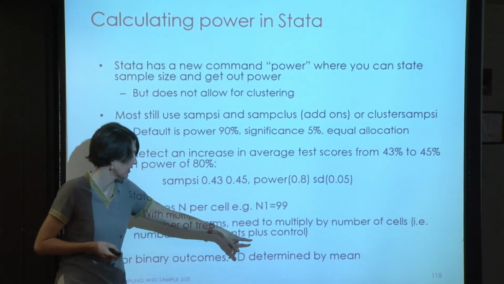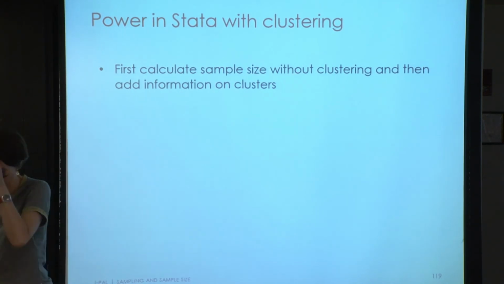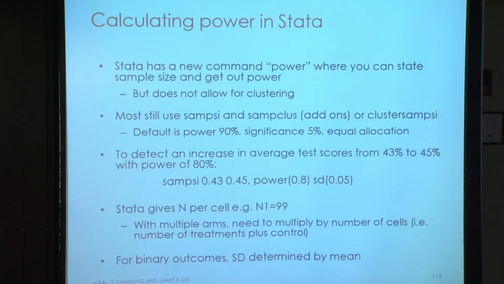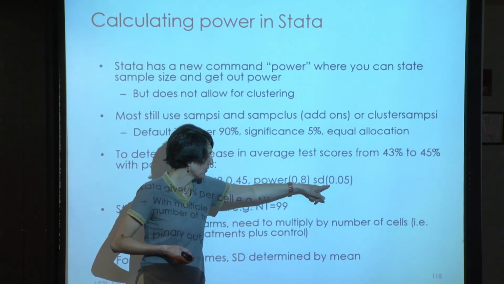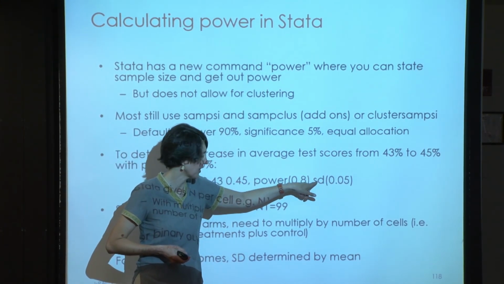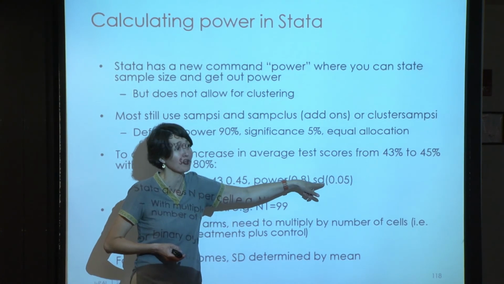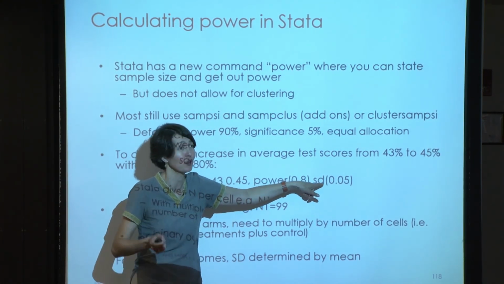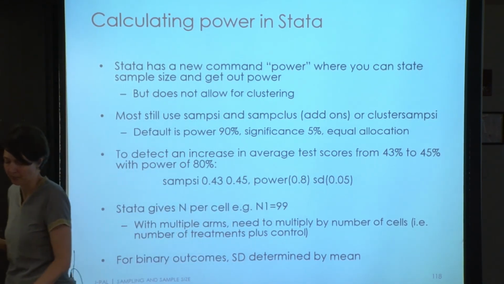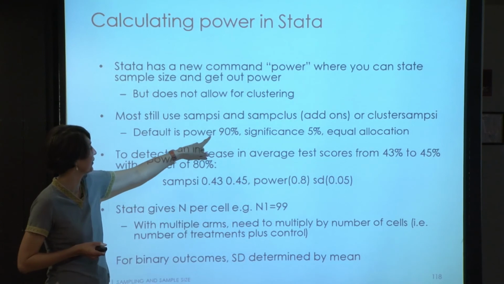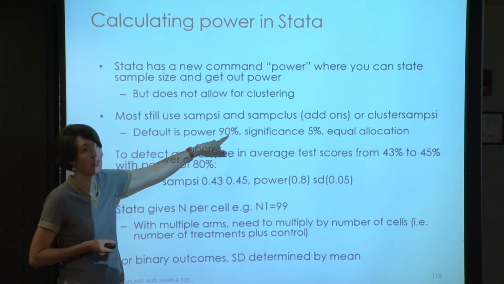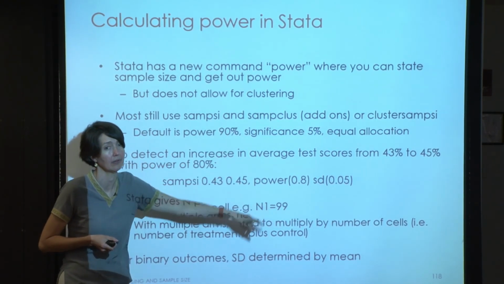And for binary outcomes, your standard deviation is going to be determined by the mean. Oh, yes, that was why I was being confused by this, because I was thinking that the 5 was the significance, and that's not the significance. Remember, the significance is 5% by default, so I don't need to say anything. I do specify power as 0.8, because the default power is 90, and I don't want that default. I want 80.